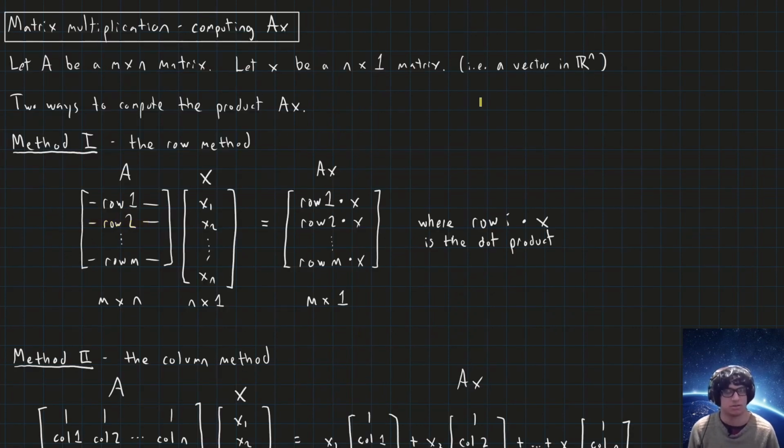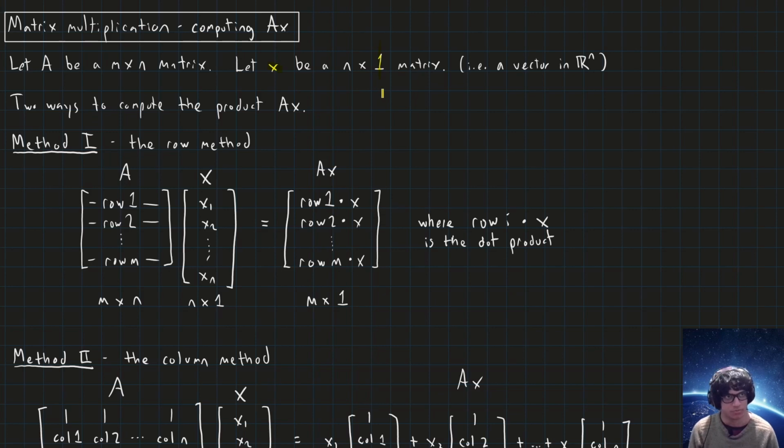Okay, so let's talk about matrix multiplication now. First I'm going to talk about how to compute a matrix A times a vector x, Ax. We're going to say A is some m by n matrix, and x is an n by 1 matrix. In other words, a vector. Remember, every vector is a matrix that just has one column.